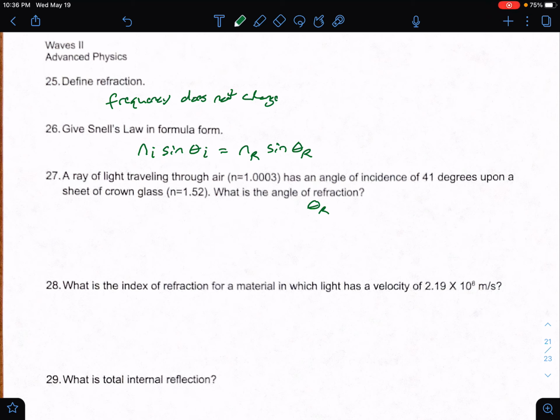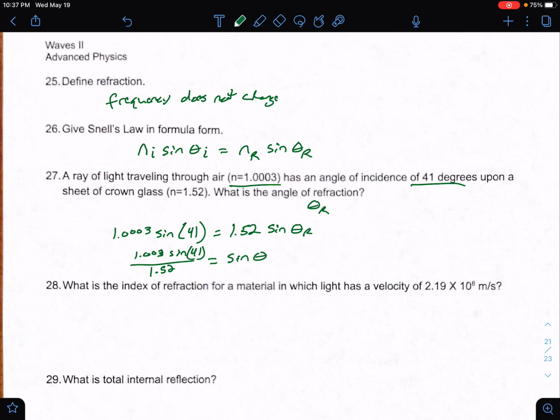So my Ni is going to be my air, which is 1.0003, times the sine of the angle, which was 41 degrees. Again, make sure you're in degree mode. Then I went to crown glass, so this would be 1.52, and I don't know my angle R. I need to get angle R by itself, so I'm going to divide both sides by 1.52. That gives me 1.0003 times sine of 41 divided by 1.52 equals sine of my angle R.